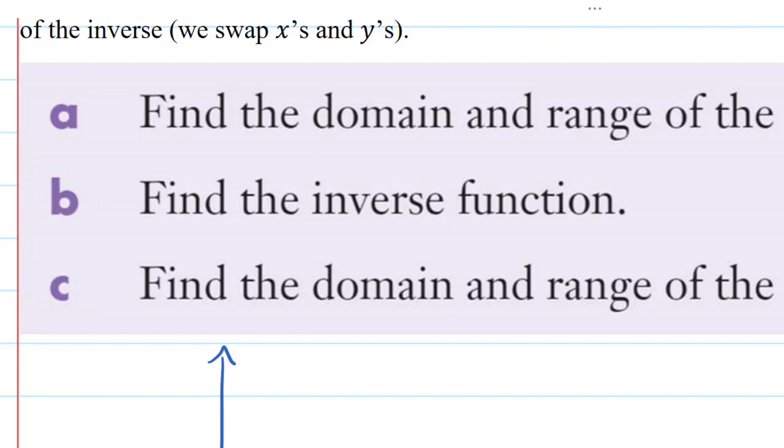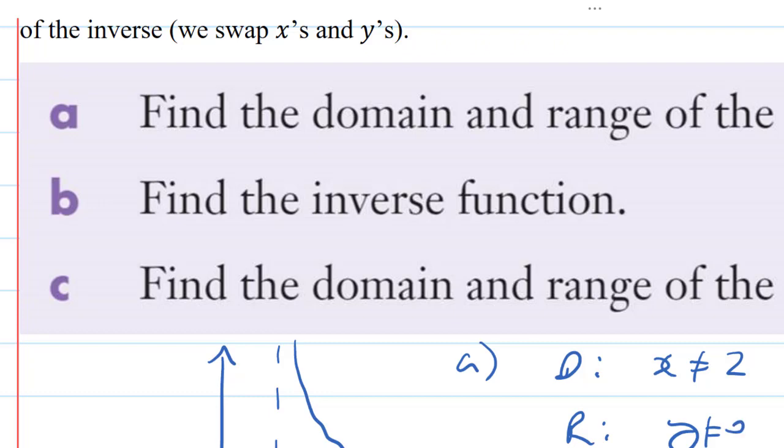So where are the asymptotes for this one? 2 and 0. So domain x is not 2, range y is not 0. So I could already answer C, and I could say the domain is x is not 0, range is y is not 2. So I'm just doing that, right? But I'll do it the way they want me to.